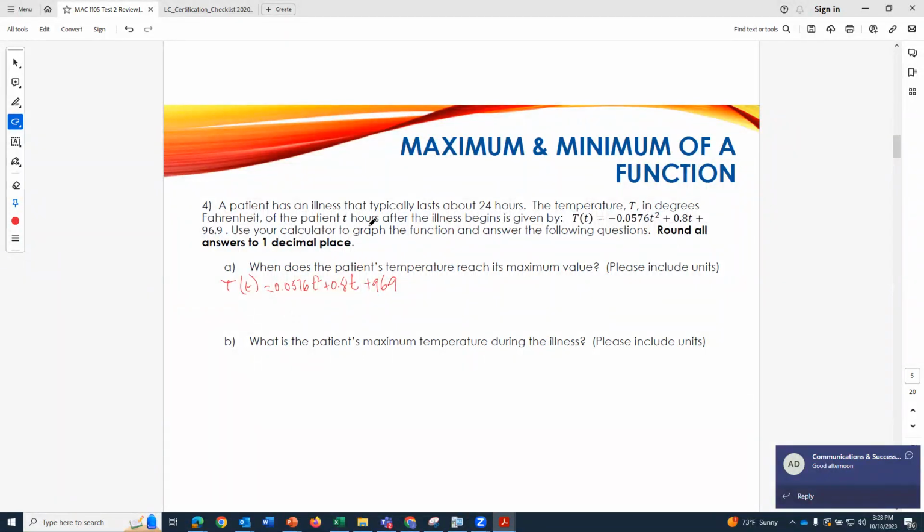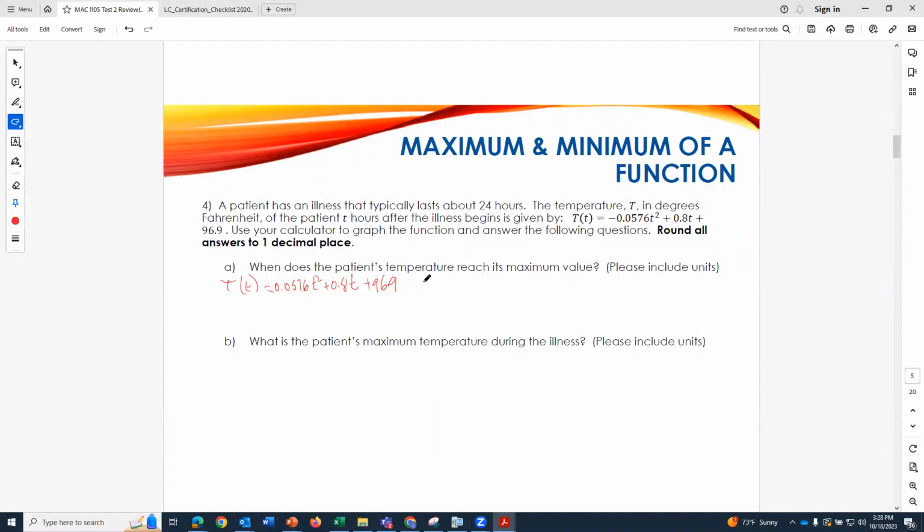They asked to use the calculator to graph the function, but the question says, when does the patient's temperature reach its maximum value? And we know at that time we have the maximum.